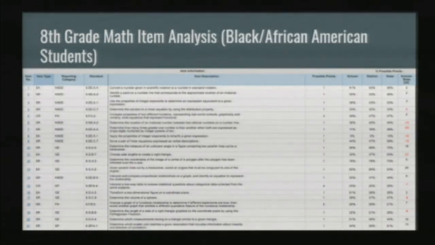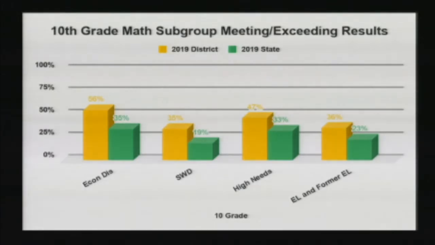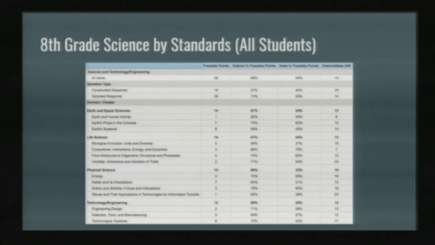And then again, I'm just giving you more examples of what an item analysis looks like for our particular subgroup of Black African American students, this is eighth grade. And then this is our 10th grade. Again, this is a traditional chart that I utilize in my MCAS presentation, and this would be a 10th grade item analysis for students with disabilities. Again, more, this is science by standards, all students.